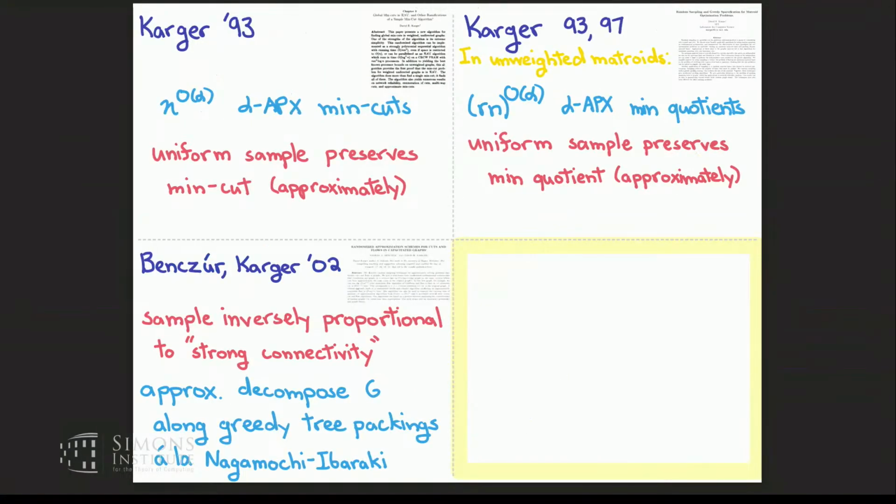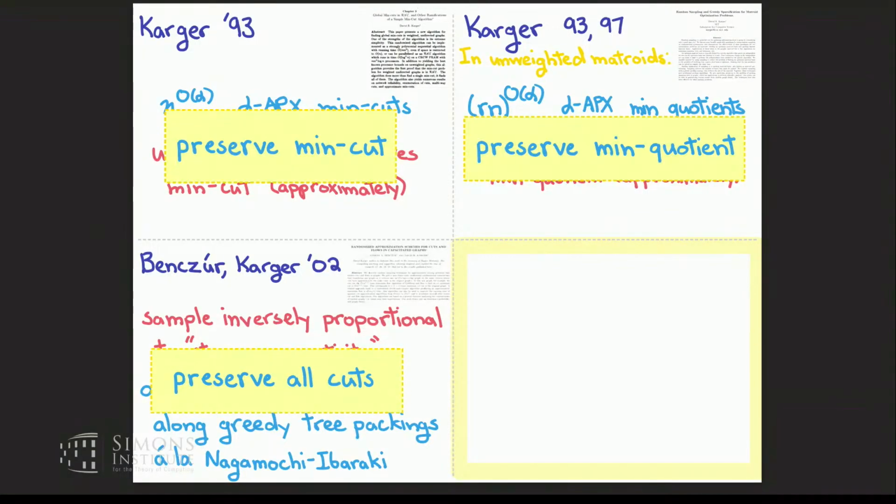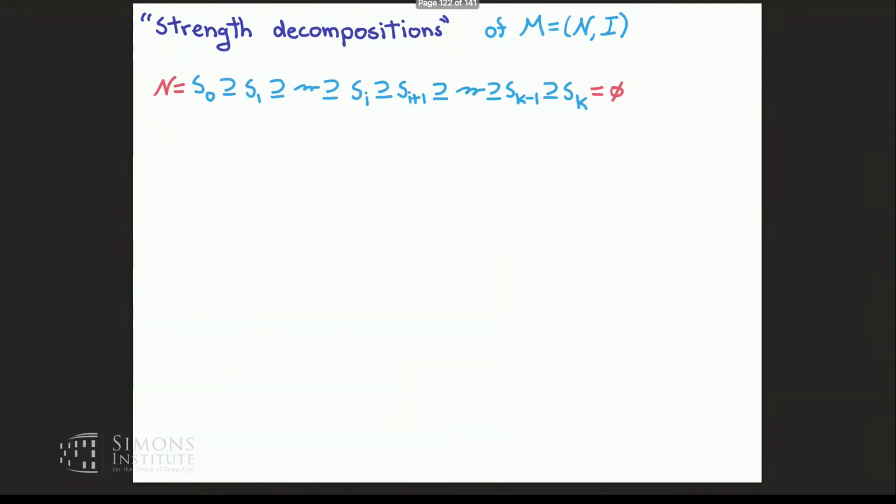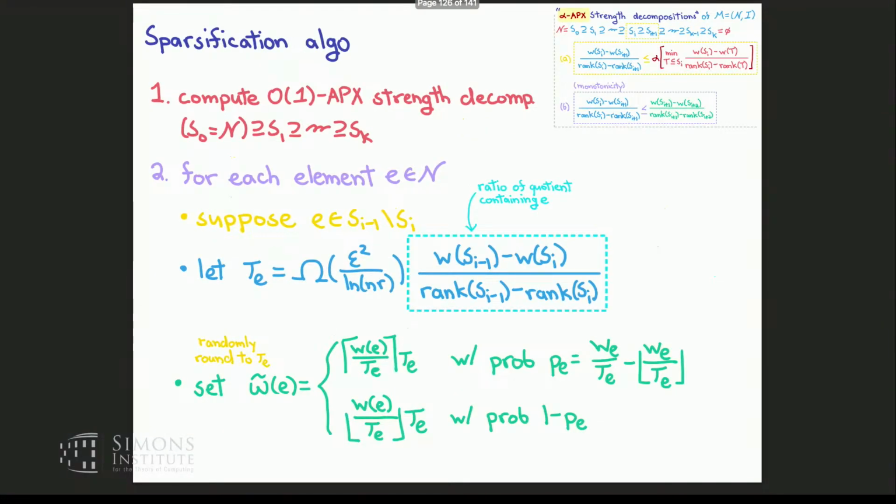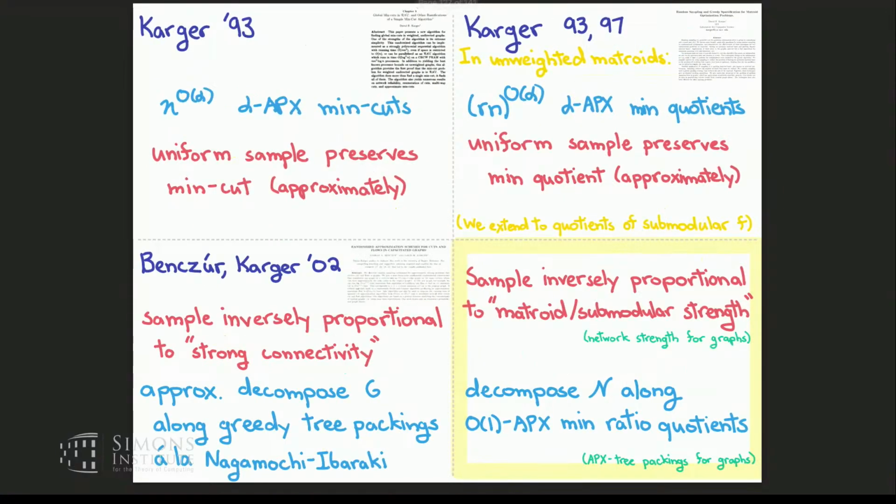So going into this, we had this: you can preserve the minimum cut, you can preserve all cuts, and you can preserve the minimum quotient. Just for lack of time, I just labeled these, and it doesn't matter too much. We put some effort into decomposing a Matroid and doing some things inspired by Karger. But morally, we're occupying this bottom right square where we can preserve all cuts, we can preserve the minimum quotient, and now we're trying to preserve all the quotients.